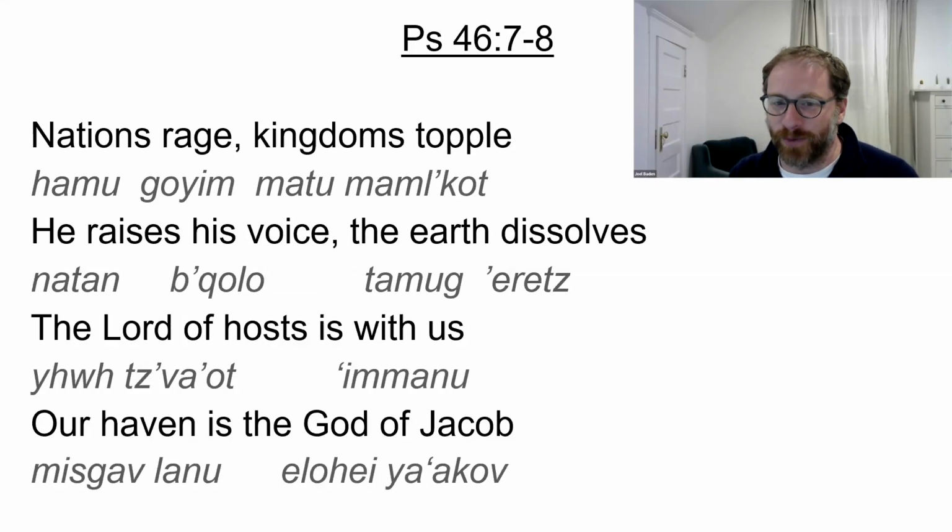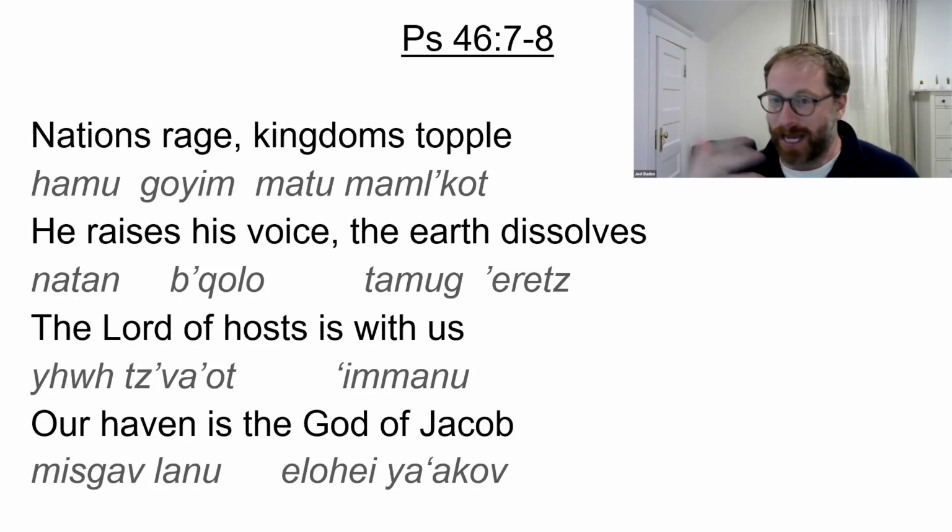Here's where I think it kind of gives it away, in verses 7 through 8. Again, I've got more toppling, right? But now it's not nature. It's nations rage, right? Nations, they're raging there. That's one of the things that the waters did.